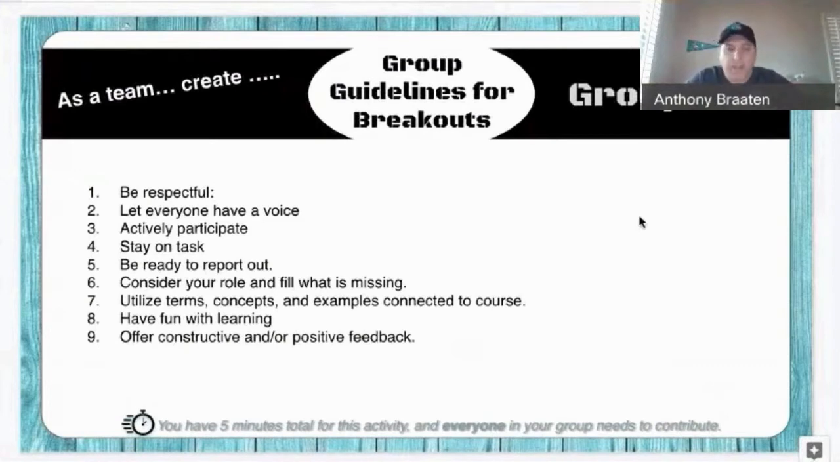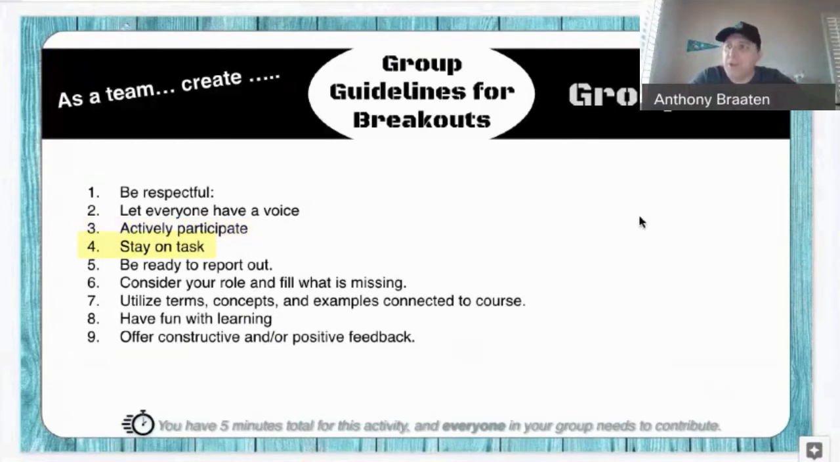But one, obviously be respectful. And I put a colon there because we were going to go back and kind of talk about what that looked like and what that is. And maybe that's just the whole thing, it acts as a prompt for us to talk about what being respectful is during breakouts. Let everyone have a voice, actively participate. And that's a whole other example of how that active participation happens.